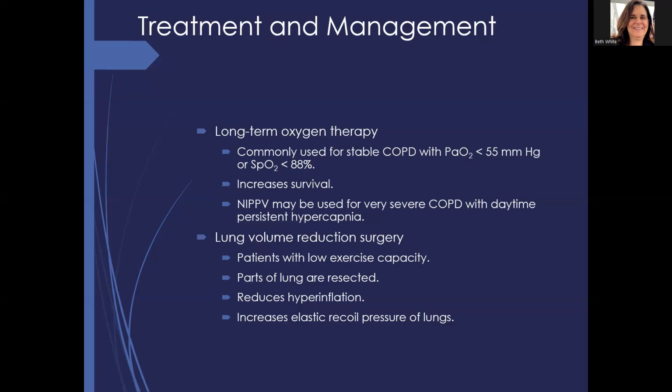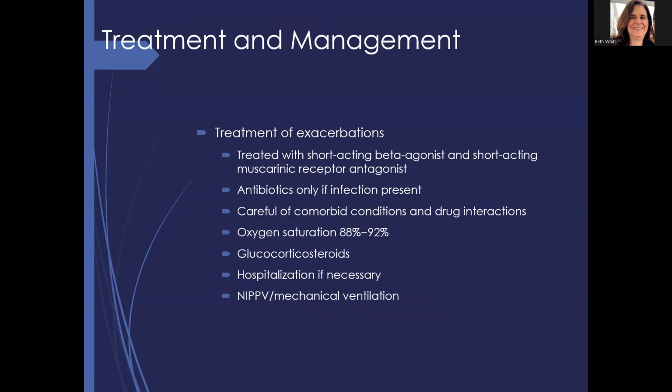So lung volume reduction surgery occurs in patients with low exercise capacity. They take parts of the lungs out that are most damaged. It will reduce hyperinflation and it increases elastic recoil pressure of the lungs. So just overall, the lungs work more efficiently.